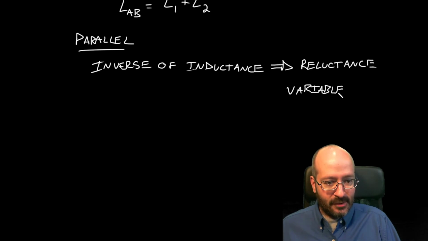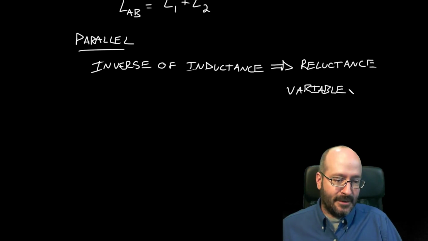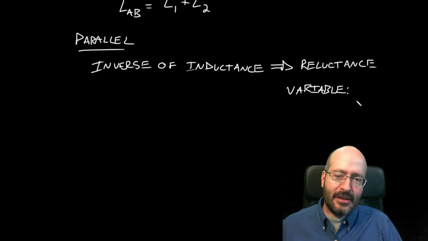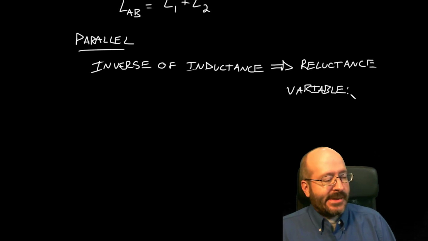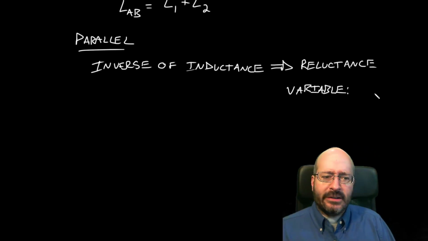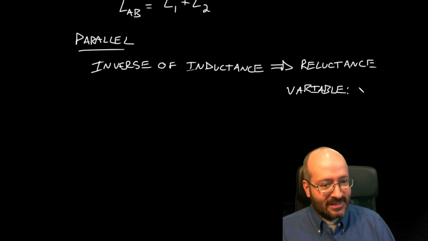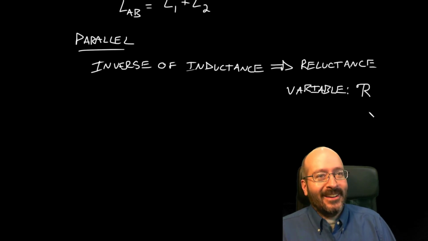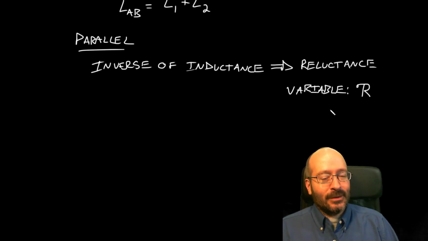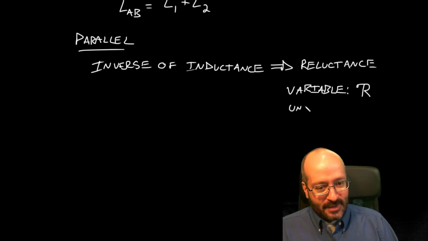Apparently we were running out of variables, and rather than just using a nice Greek one, they said, well, R is already resistance, so what do we use for reluctance? And somehow we ended up with a script R. Forgive me, I don't draw many script R's, only when I'm talking about reluctance. Okay, so it's a script R, and the unit, and I love making people guess this one in class.